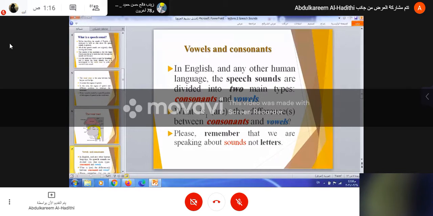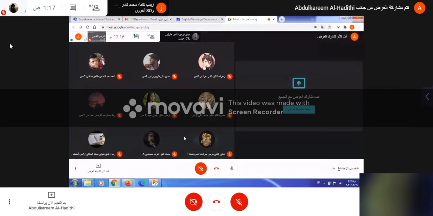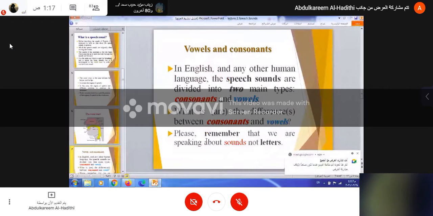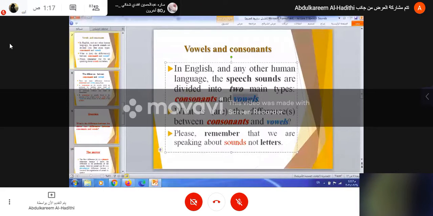All the sounds, whether English sounds or any other language, are divided into two main types. We said that the sounds are produced in the vocal tract. And the sounds of any language, whether English, Arabic, French, or any other, are divided into two main types. They are either consonant sounds or vowel sounds.